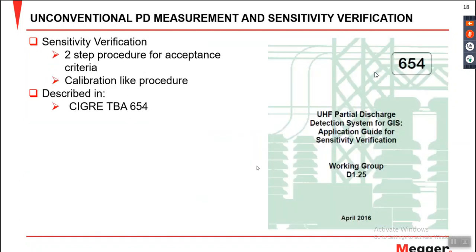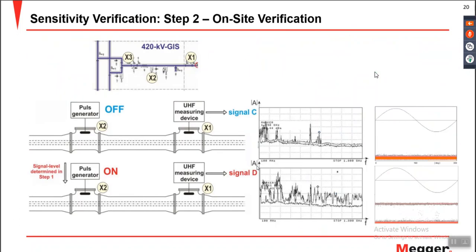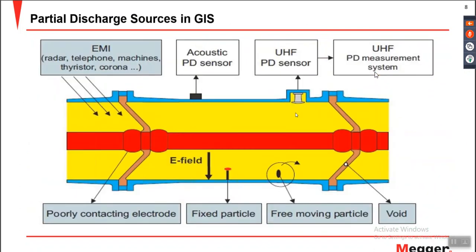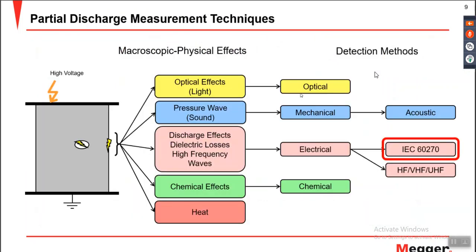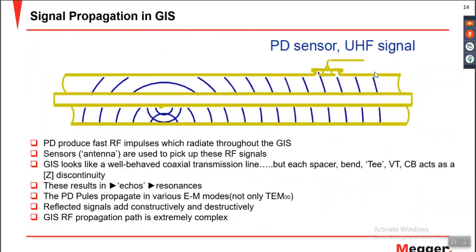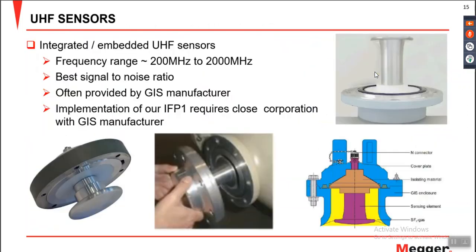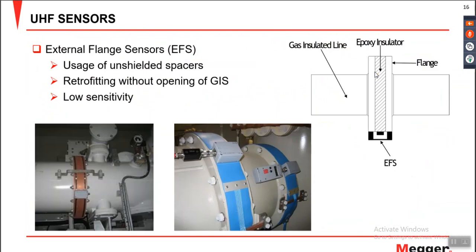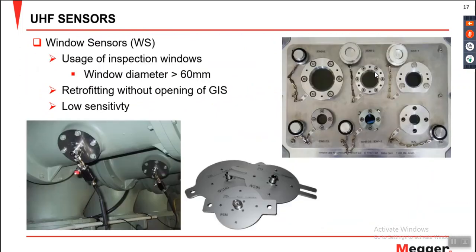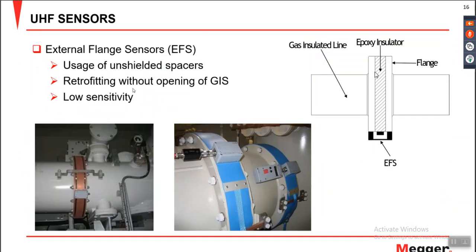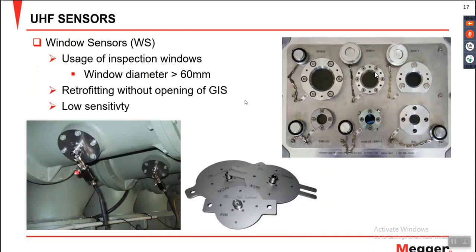If you see this, I will go to this screen where you can see it. The sensing element is almost in line with the GIS body. So this is a part inside the GIS enclosure, and it is covered by the SF6. So for implementing the integrated UHF sensors, you need to take a shutdown, and you need to do some gassing activity as well. But in case you're going with external sensors like the external sensors or window sensors, you don't need to take a shutdown, because these can be retrofitted without opening the GIS.